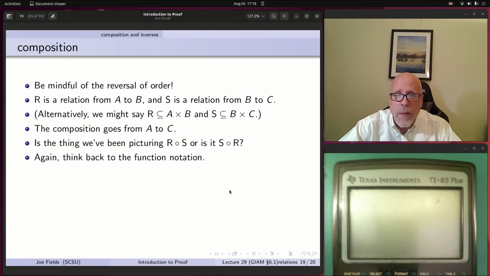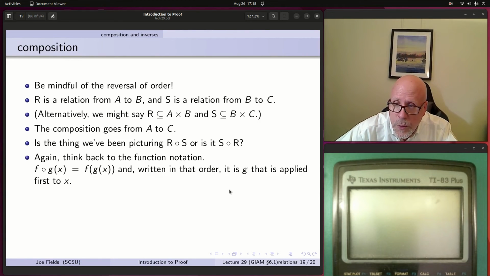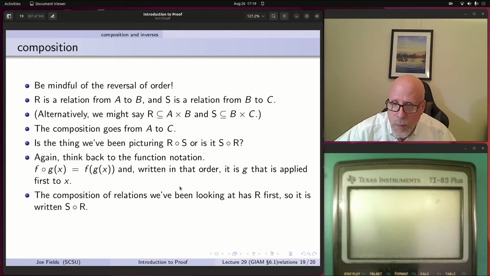Okay, so think back to how functions work. When you did the function f of g of x, it's f of g of x, and in that order, it's g that is applied first. Right? G is on the inside of the parentheses. So this is backwards. When you read it in the ordinary way, f composed with g, it makes you think f happens first, but it doesn't. G happens first. So the upside of that is you should read compositions from right to left, not left to right. So the one we've been looking at being R first, it's actually S∘R.